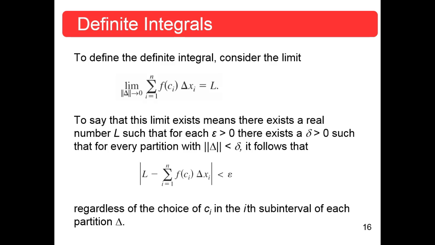For any epsilon greater than 0, there exists some delta greater than 0, such that for every partition with the norm less than delta, it follows that the absolute value of L minus the object of the limit here is going to be less than epsilon. Regardless of the choice of c sub i, whichever c you choose in the i-th subinterval of each partition, it's going to work. That's going to be true if the norm can go to 0 and that limit exists. Okay?